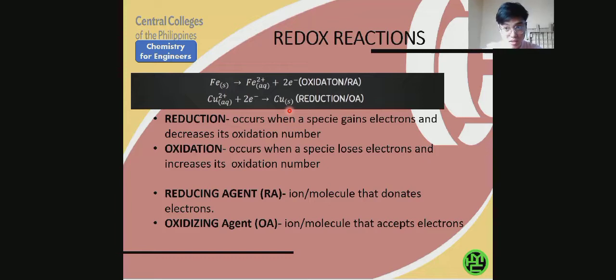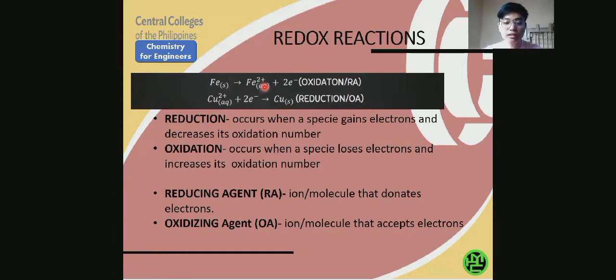And another one for our oxidation. Oxidation occurs when a species loses electrons and increases its oxidation number. So here on the other hand, yung ating iron. So here's our iron. It has a symbol of capital F and letter E. Siya yung ating oxidation. Why? Because bakit siya naging oxidation natin? Because from a charge of 0, it went to a positive 2 charge. So 0 to positive 2 charge incurs an increase in our oxidation number. Therefore, our iron is the one that underwent the oxidation process.